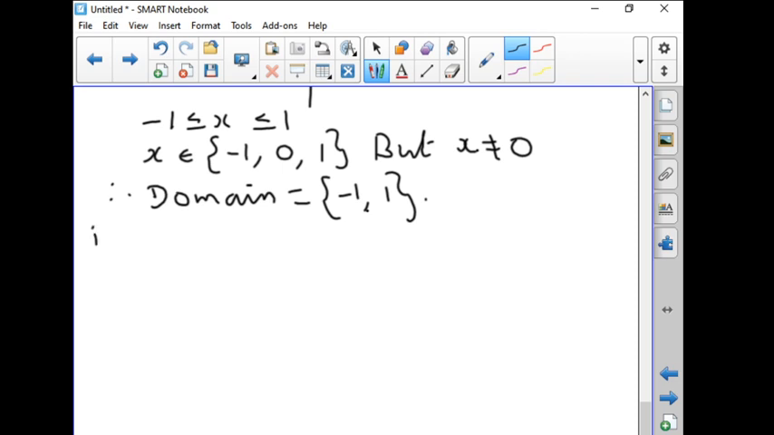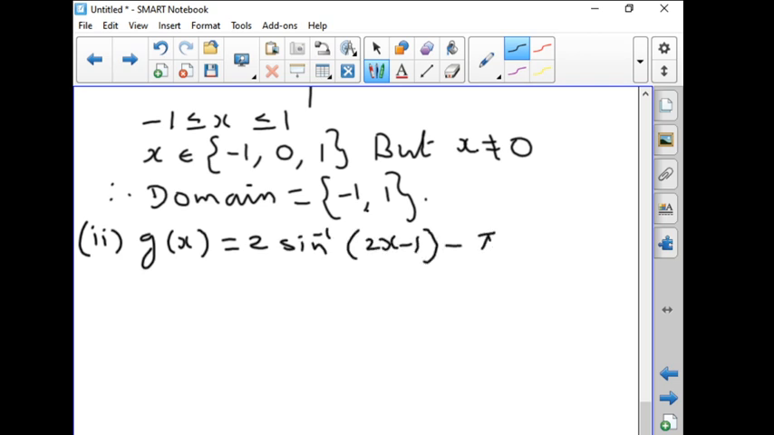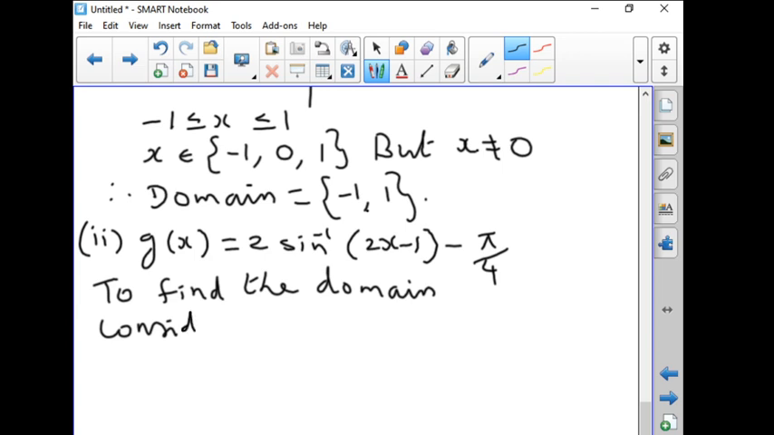Okay, now we'll do the second subdivision. g of x is equal to 2 sine inverse of (2x minus 1) minus pi by 4. Okay, so here, to find the domain, we have to consider only the argument.